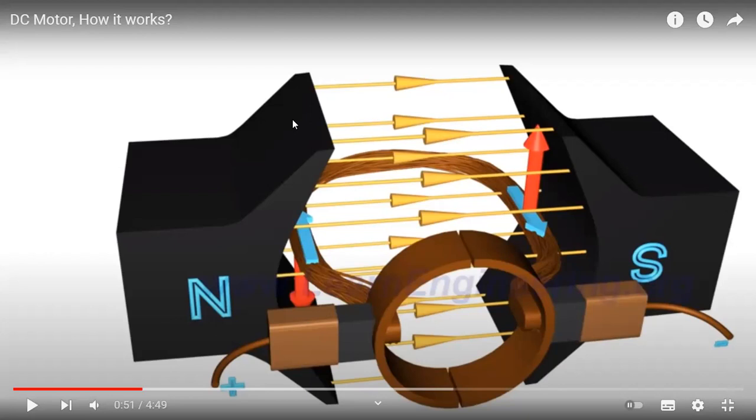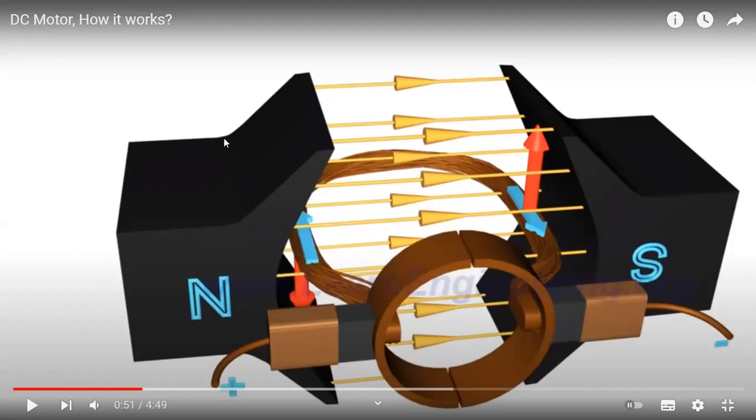Okay, sir. That will behave like a magnet, the copper wire, right sir? Yes. When current is passing through the copper coil, then it behaves like a magnet, right? Exactly. So a similar thing happens here. A similar thing happens in the DC machine also.